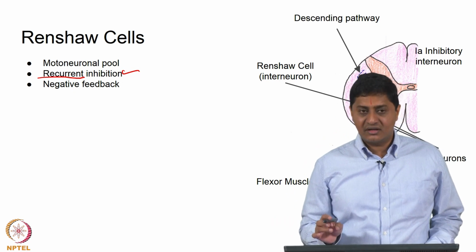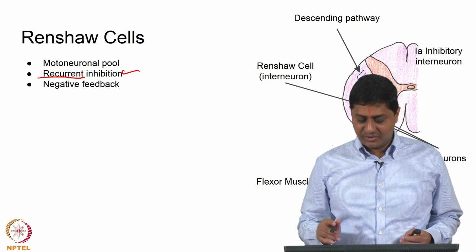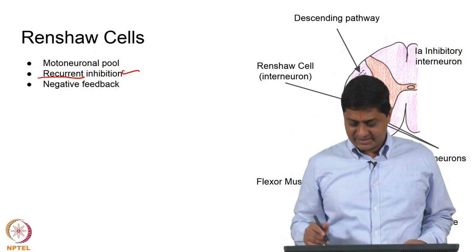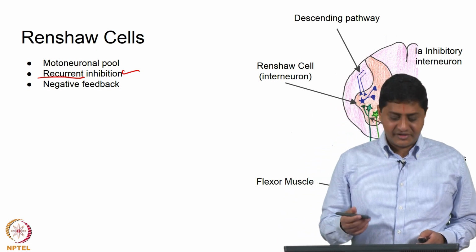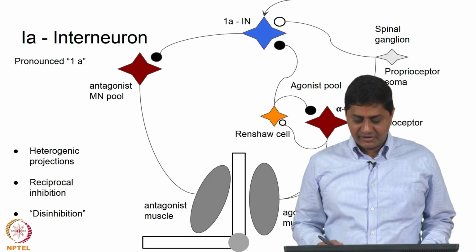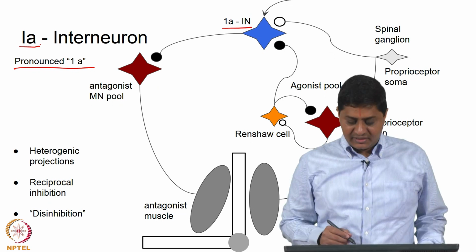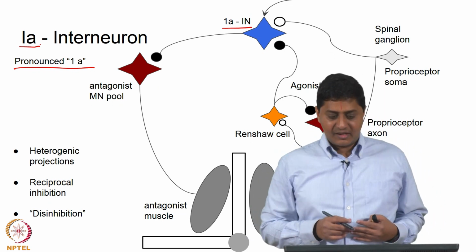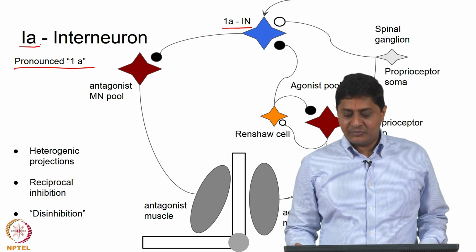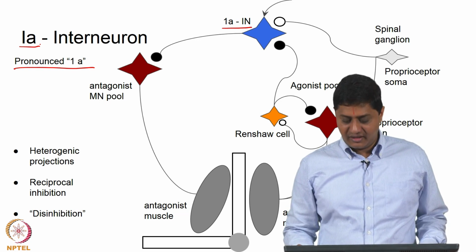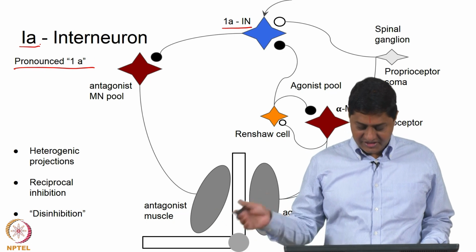This is just one part of a relatively larger feedback loop. We will see the remaining parts. We saw that the Renshaw cell is an inhibitory interneuron, but there is one more inhibitory interneuron which we will call the 1A interneuron, pronounced 1A. Usually in textbooks it is written not as IA interneuron, but rather 1A interneuron. These are excited by the proprioceptor neurons of the other muscle, of the agonist muscle.